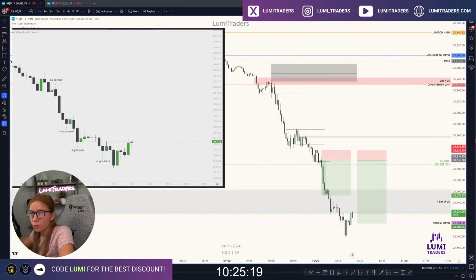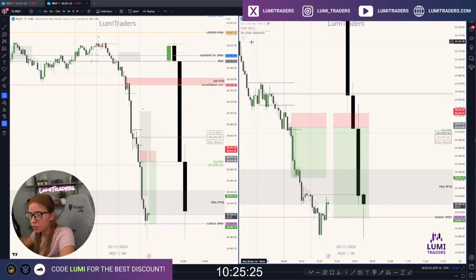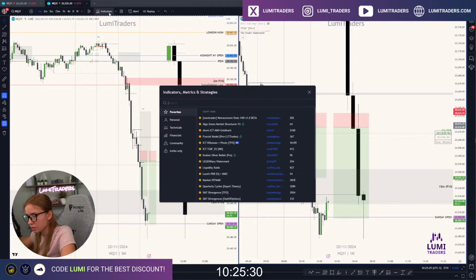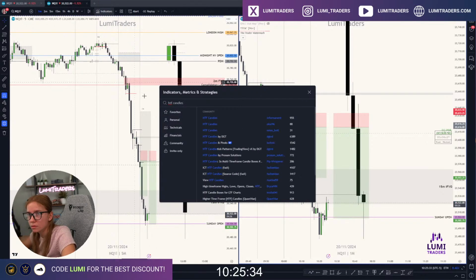So basically, these high time frame candles are a part of this fractal model indicator, but if you want to have just these candles, it's not going to show these sweeps. You can just type hide the frame candles and choose this one.